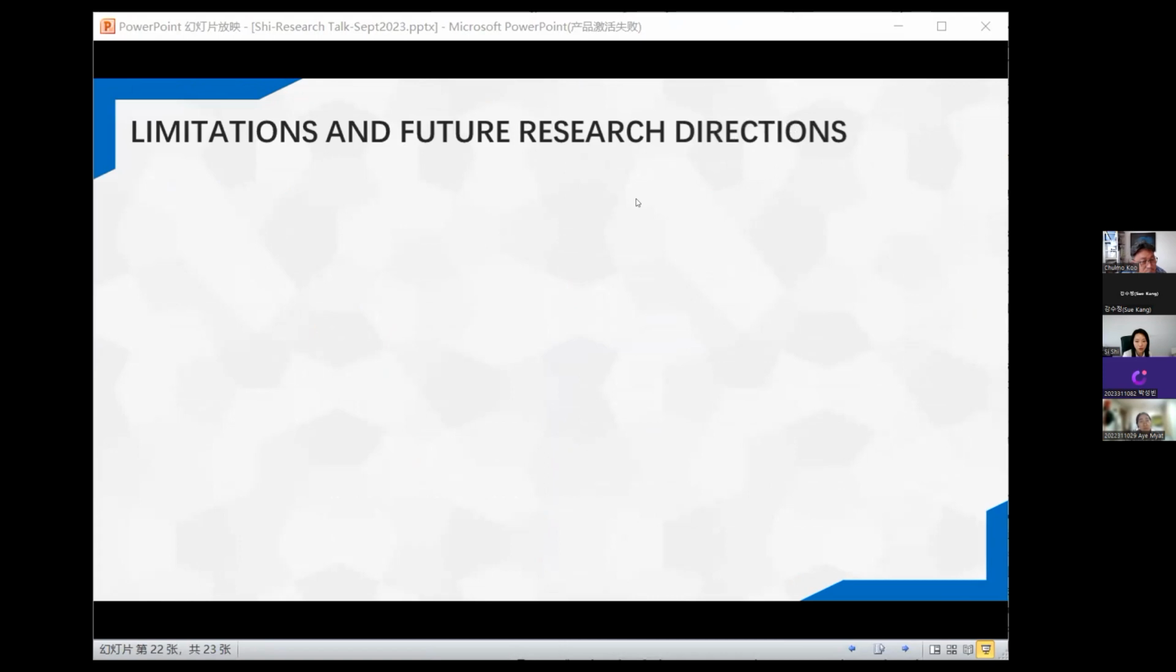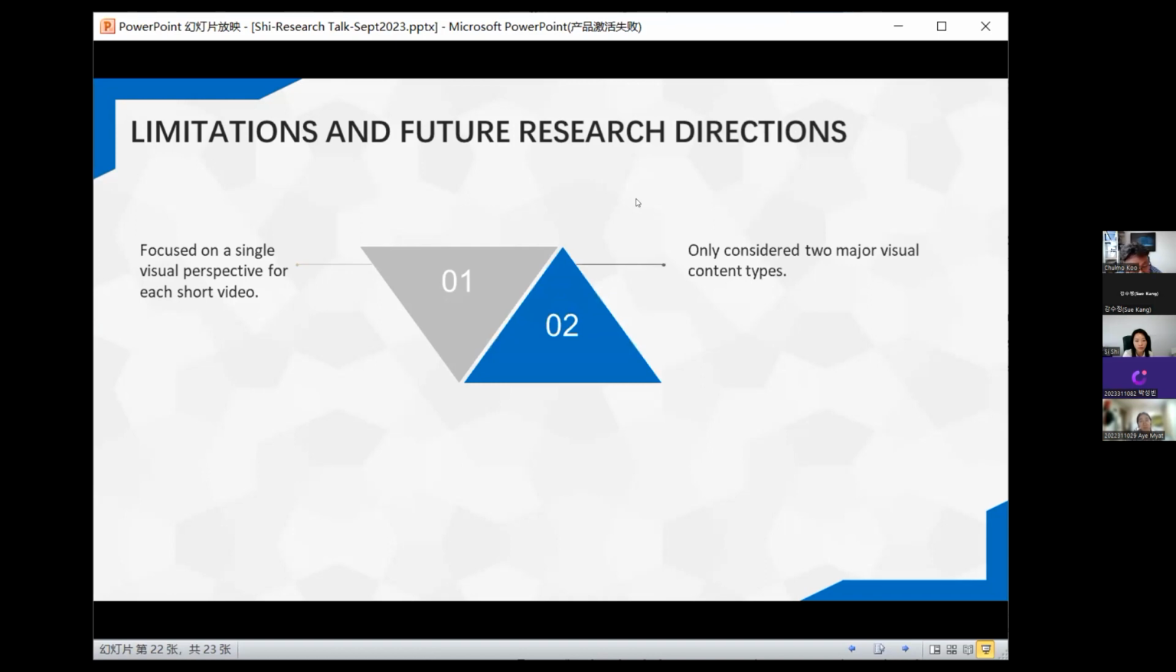Last but not least, this study is still limited in several ways, which can be addressed by future studies. Firstly, we only focus on a single perspective for each short video. That means we focus either on the first person or third person perspective, but we did not examine the combination of the visual perspectives. We originally thought that in such a short time, it's very confusing if you change from different angles. But in practice, there are some videos that change from different perspectives. So we thought that this might also be worth investigating.